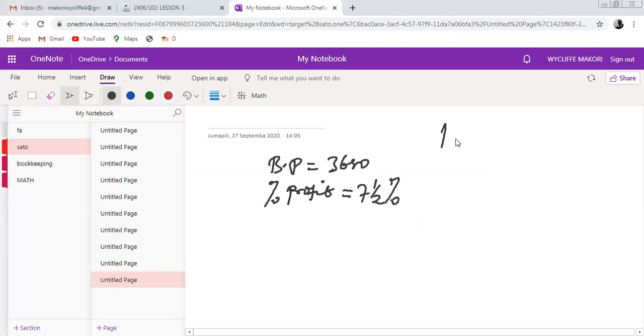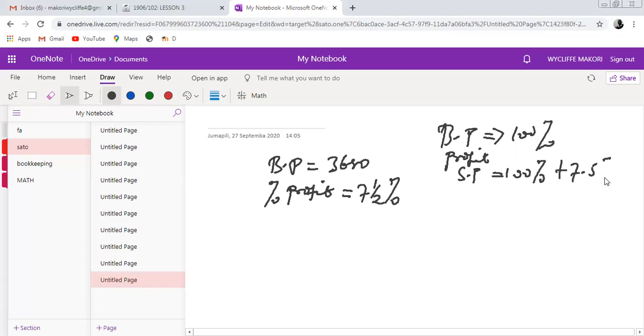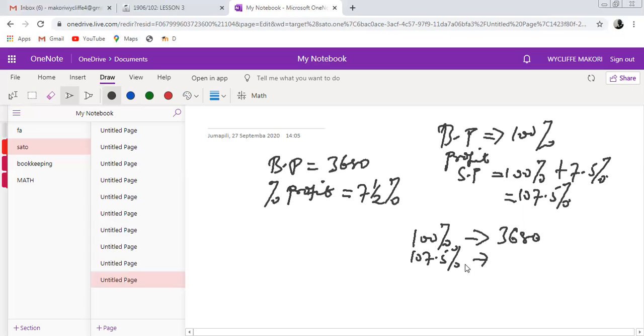Always remember, buying price is the same as 100%. Now, if profit is made, then the selling price in terms of percentage is going to be 100% plus 7.5%. So it was sold at 107.5%, that is the selling price in terms of percentage. Then we say, if 100%, which is the buying price, is the same as 36.80, what about 107.5%, which is the selling price?